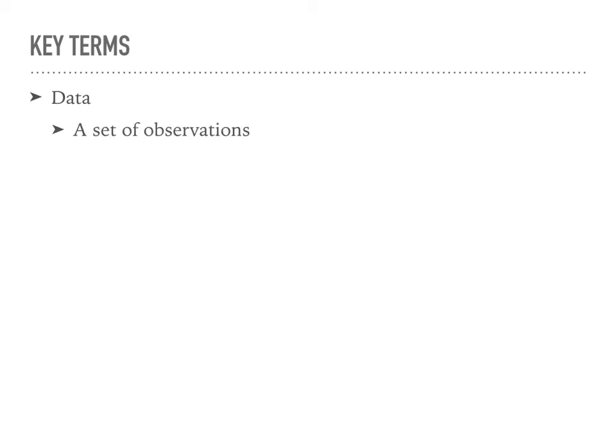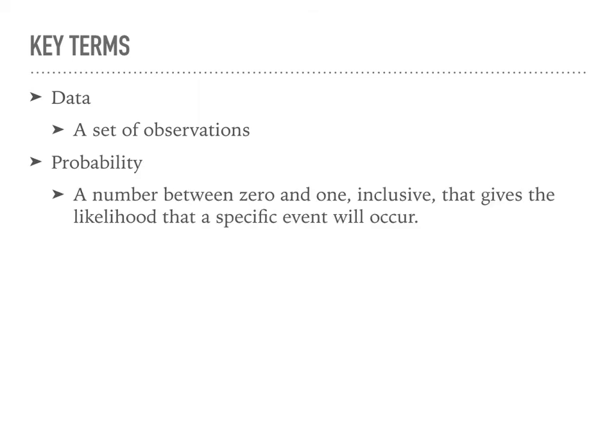Data. Data is defined to be a set of observations. Probability. Probability is a number between 0 and 1, inclusive, that gives the likelihood of a specific event occurring. Keep in mind that probability can equal 0, it can equal 1, and it can equal anything between 0 and 1. But probability cannot be negative, and probability cannot be more than 1.